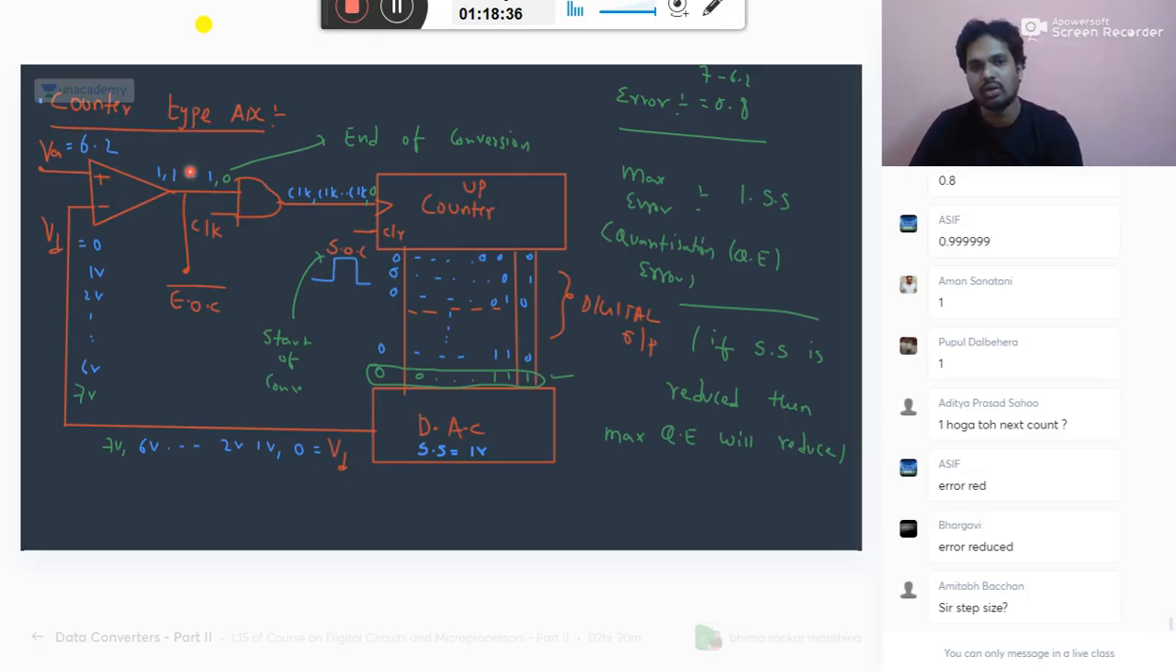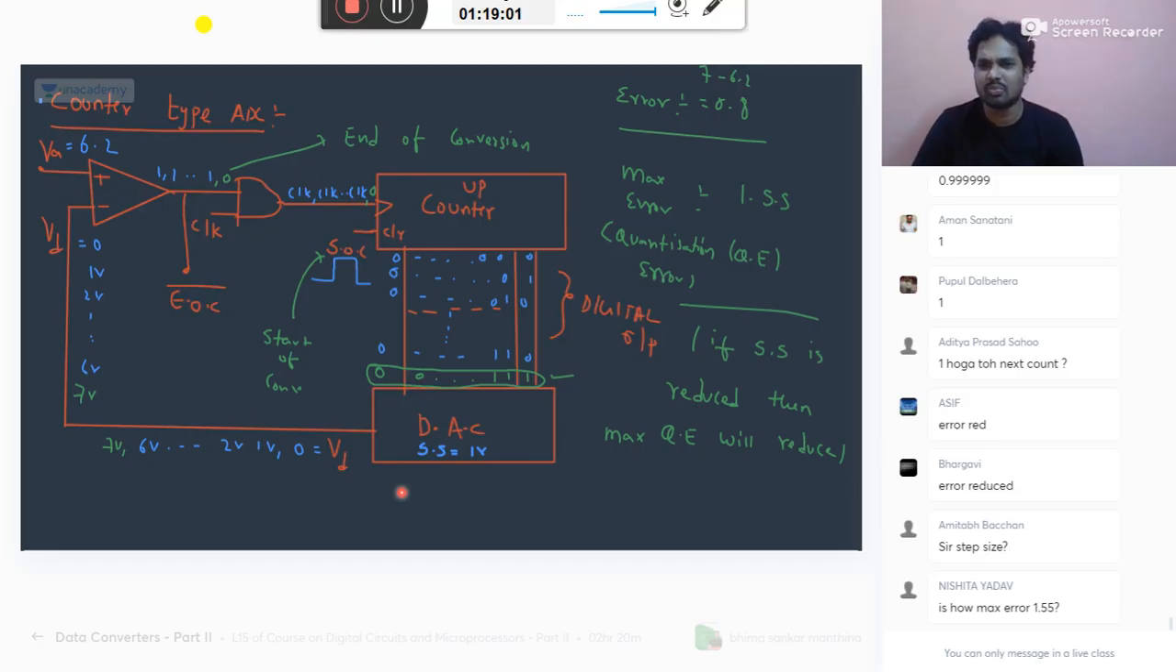When you get 1, the clock will be given to the output, then the clock will be allowed. Whenever this input is less than or equal to this input, you get 0. Okay, step size is taken here as 1 volt now, step size of the DAC. In the ADC, in the feedback, we are using a DAC to compare your output with the input. You understand? It is ADC only, but inside you have some DAC also. Maximum error is 1 step size. It is not 1.55.